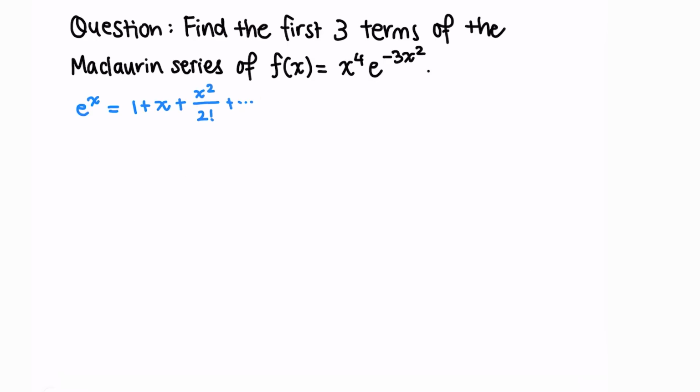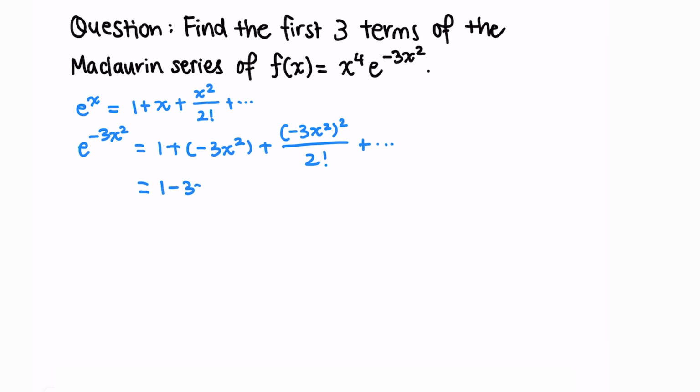So let's use the standard Maclaurin series to help us solve this question over here. I've written the standard Maclaurin series for e to the power of x. What we first want to do is to find the Maclaurin series of e to the power of negative 3x squared. So remember from earlier, what we are doing is just substituting all these x's with powers of x. So we're substituting negative 3x squared. So we should get 1 minus 3x squared plus 9 over 2 x to the power of 4.